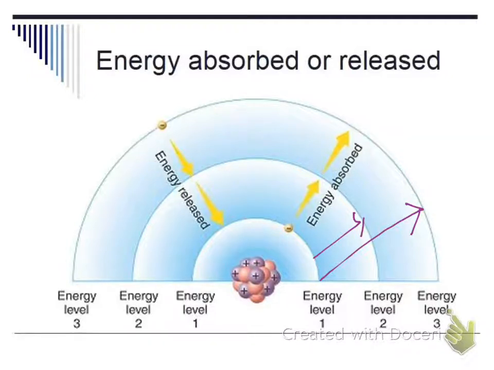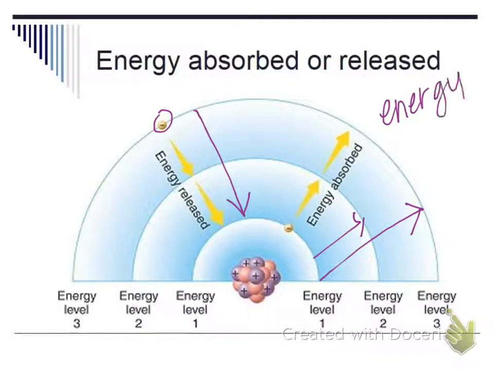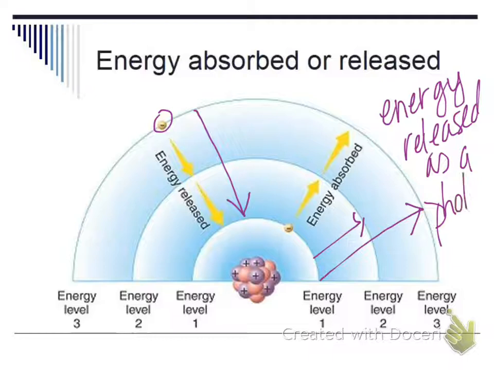But we know what goes up must come down, so in that case it releases the energy, and it can either fall back down to energy level 2, or it can release enough to fall all the way back down to level 1. And when that happens, the energy is released as a photon. And again, remember, it is a specific amount of energy.